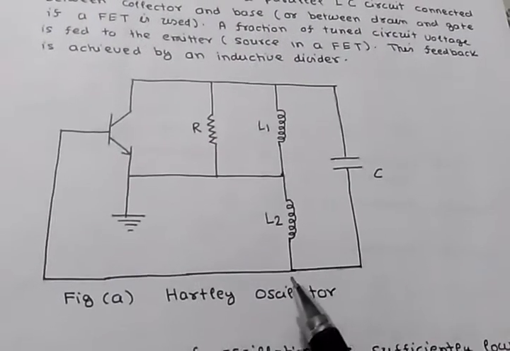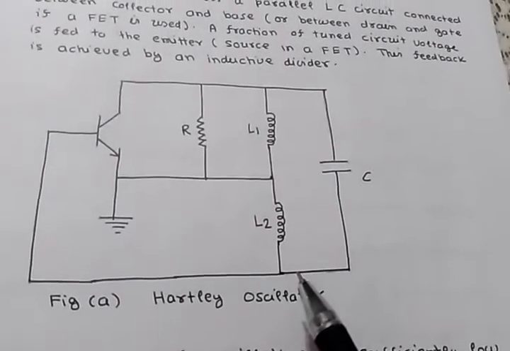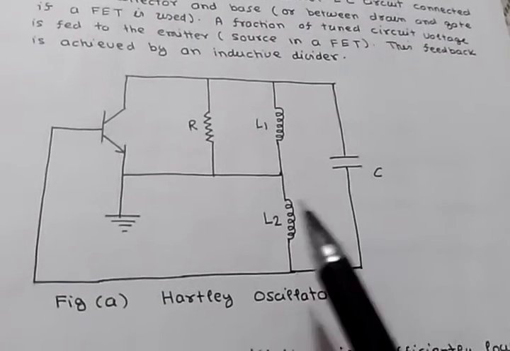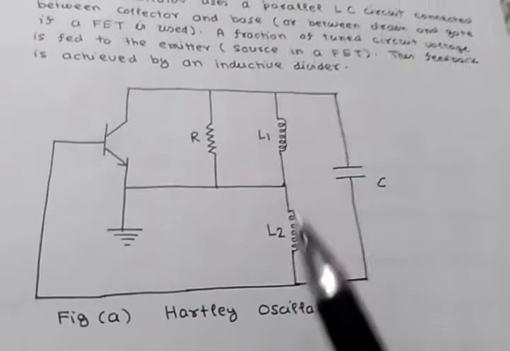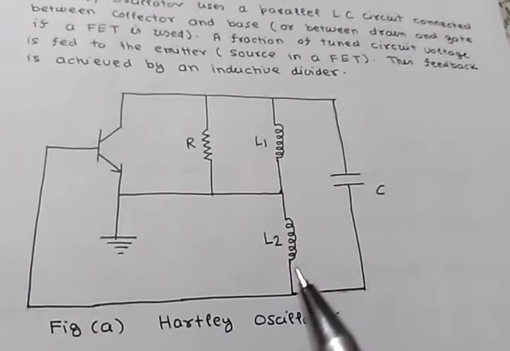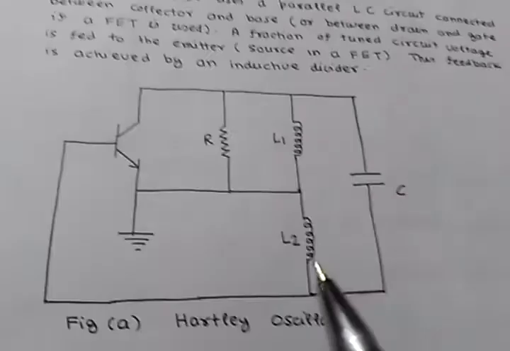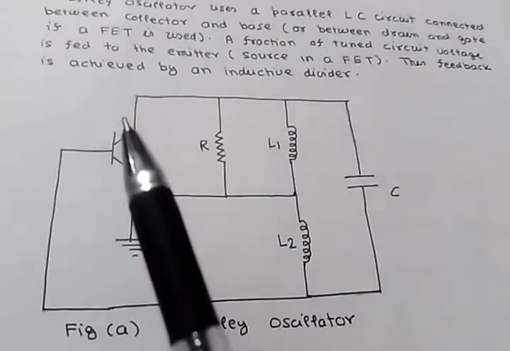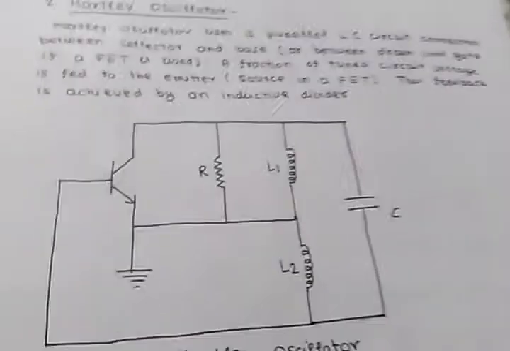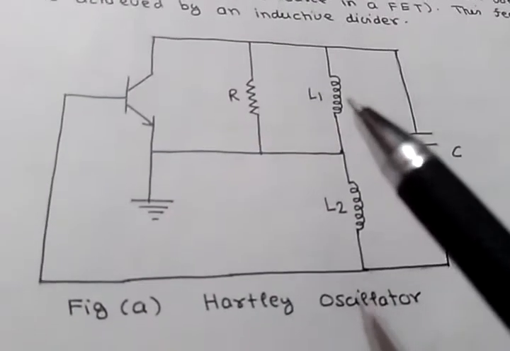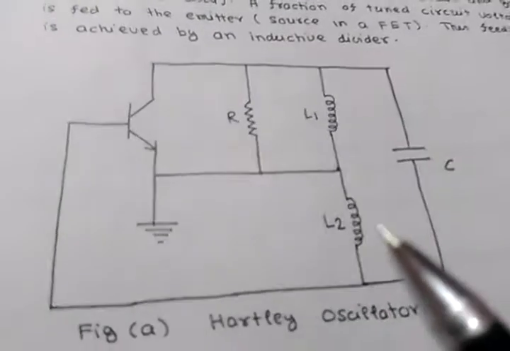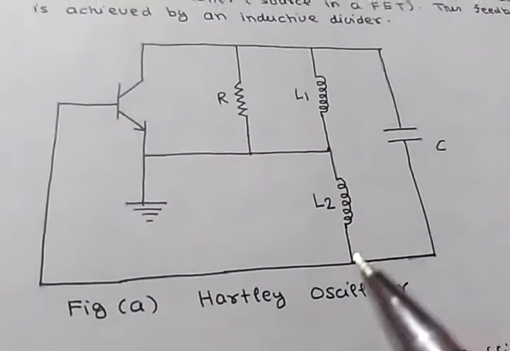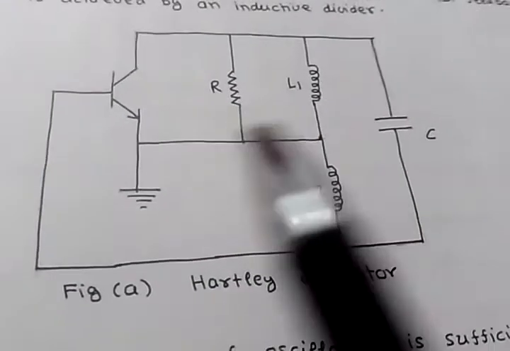As shown in this circuit, a parallel LC circuit is used, which is formed by using two inductors L1 and L2 and a capacitor. This parallel tuned circuit, the parallel tank circuit, is connected between the collector and base of a transistor. Inductors L1 and L2 form an inductive voltage divider circuit which provides a fraction of this tank circuit voltage at the emitter.